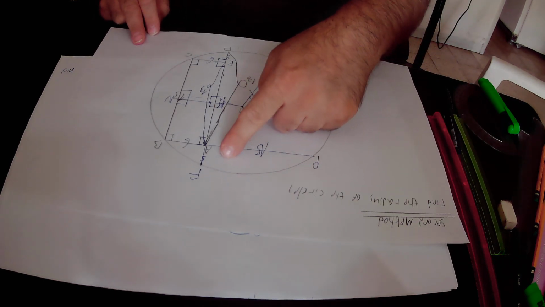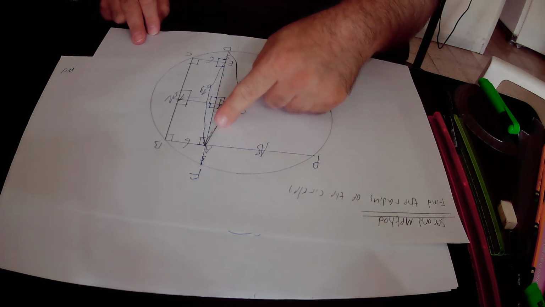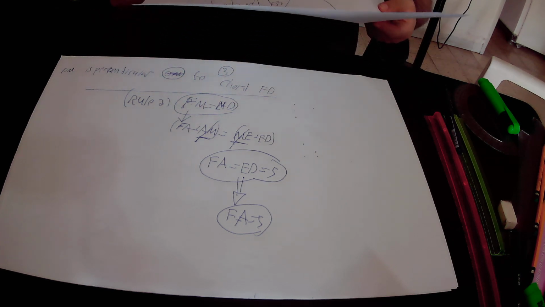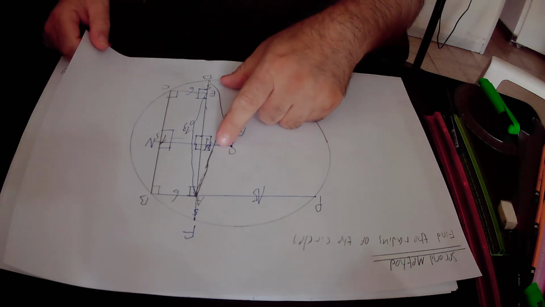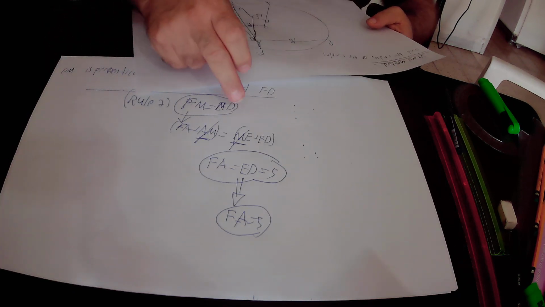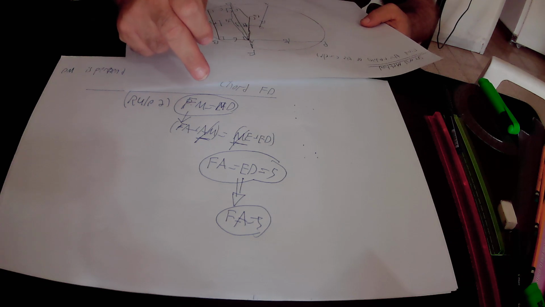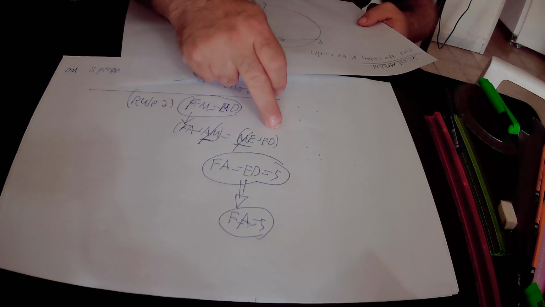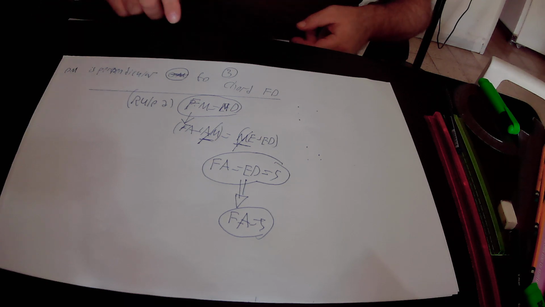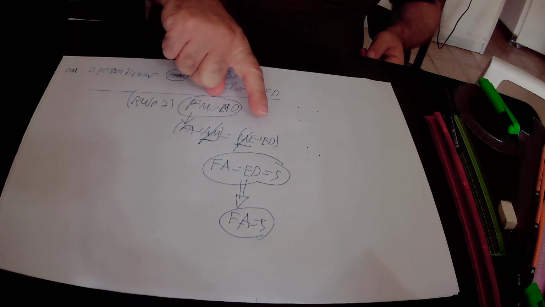But what is the value of FM? FM equals FA plus AM. And what is the value of MD? MD equals ME plus ED. So we found out that FA plus AM equals ME plus ED.